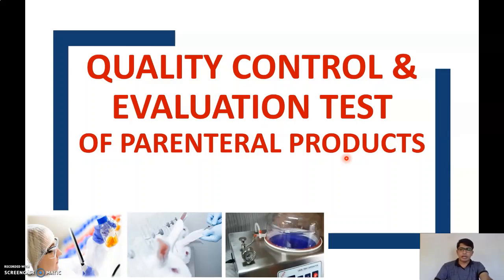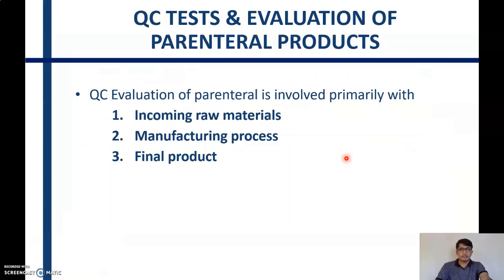So, during the starting stage and the final stage of parenteral preparation, it is very important to make sure that the parenteral product is free from contaminating microorganisms, pyrogens and other particulate matter. Quality control evaluation of parenterals is involved primarily with incoming raw materials which are used for the parenteral preparations, the different stages of the manufacturing process, and the final product after packing in unit containers.